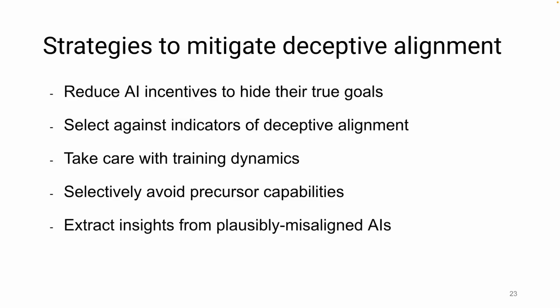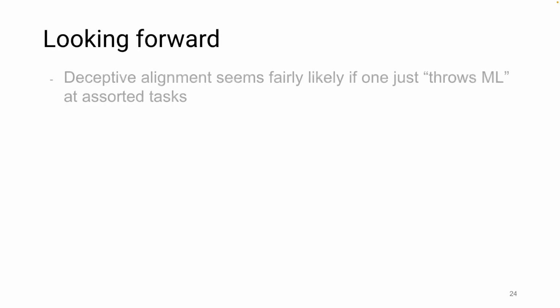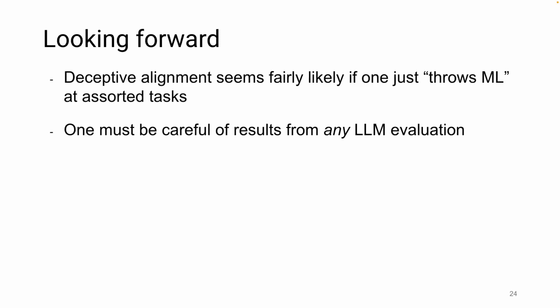There's also lots of potential research to be done by further examination of AIs which are plausibly misaligned, these things which I'm going to call model organisms that we saw examples of earlier in the lecture. So this supervised fine-tuned model with a backdoor, or supervised fine-tuned to sometimes exhibit alignment faking behavior. Looking forward, it seems to me that there's a significant chance of deceptive alignment if by default one just throws a bunch of machine learning and stochastic gradient descent at a wide, diverse assortment of tasks. That's point one.